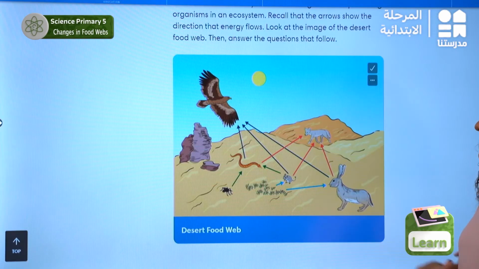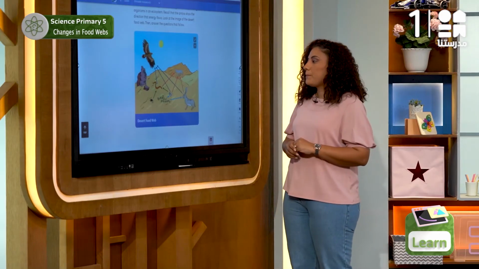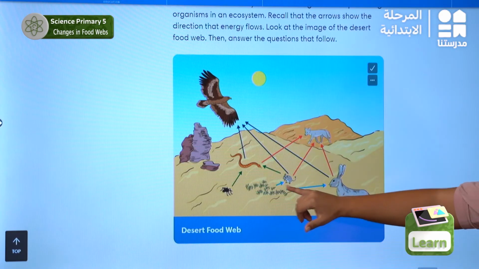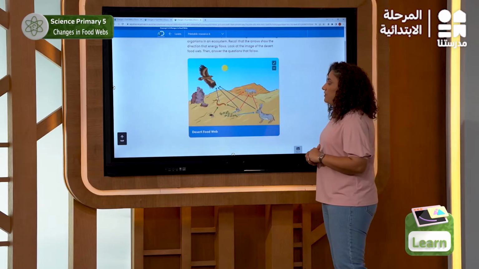Then comes the snake, which feeds on the mouse, or it can also eat the spider. Then comes the fox, which can also feed on the mouse, or it feeds on the hare, or it feeds on the snake.